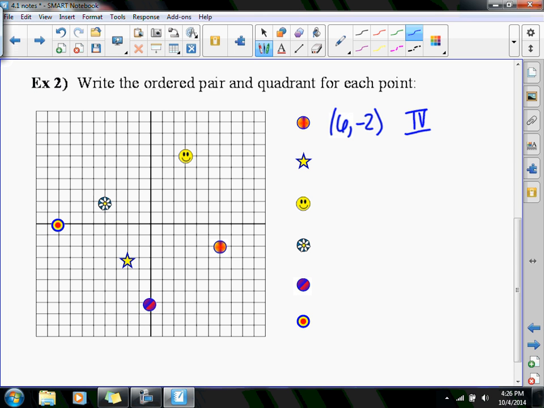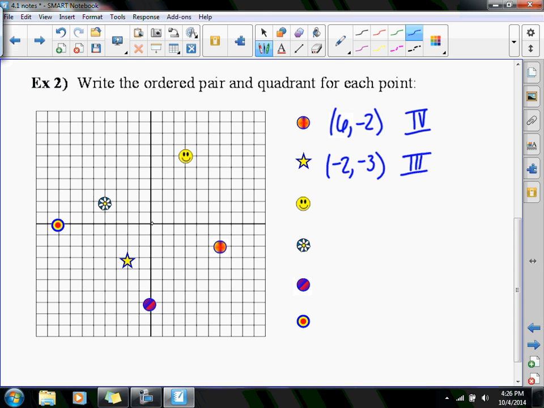With the star, again, I start at 0, 0. I'd go back 2 and down 1, 2, 3. So back 2 and down 3. So they're both going to be negative. That means he's in the third quadrant if he's a negative, negative.